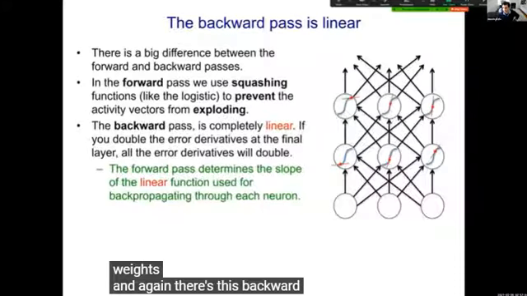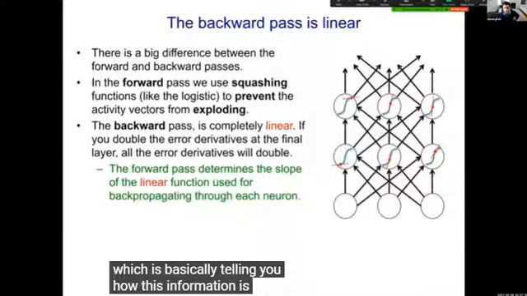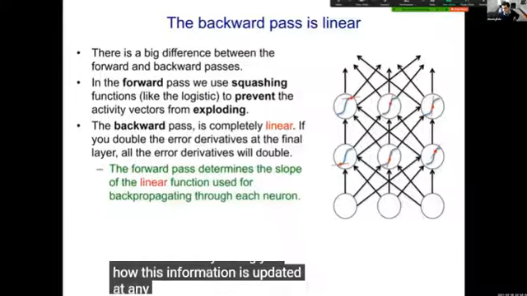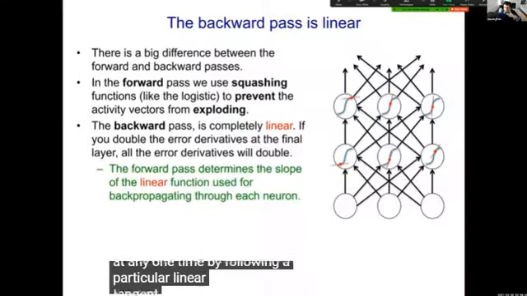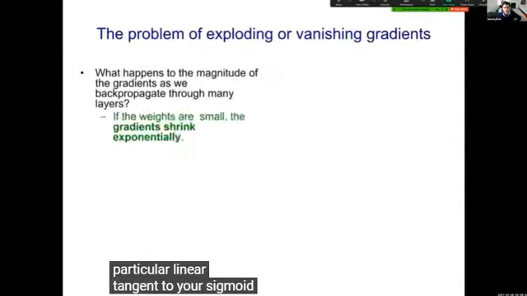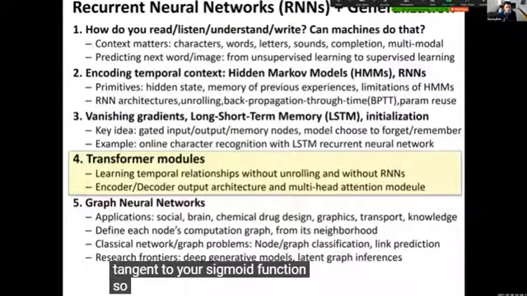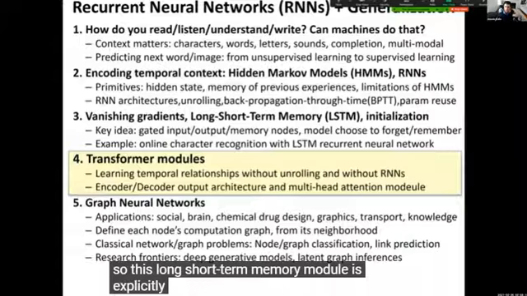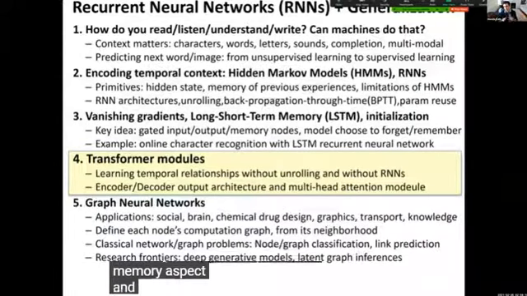Again, there's this backward pass, which is basically telling you how this information is updated at any one time by following a particular linear tangent to your sigmoid function. So this long short-term memory module is explicitly modeling the relationships and the memory aspect and the time aspect.